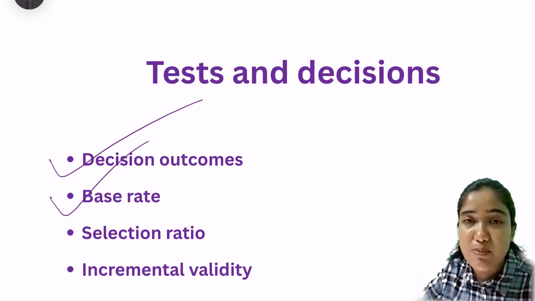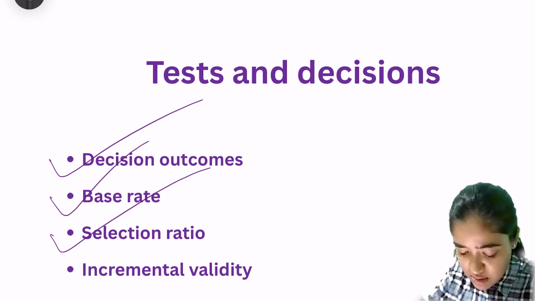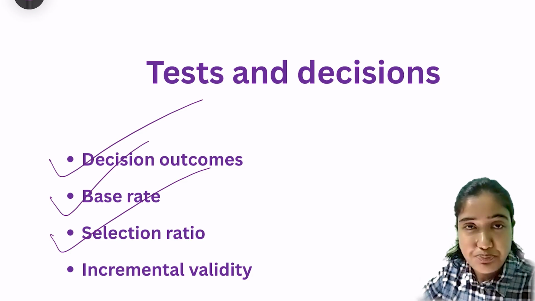A high base rate means many suitable people. Even a mediocre test may produce acceptable decisions. Low base rate means few suitable people. The test must be very accurate to identify rare suitable candidates. Next, we have selection ratio.